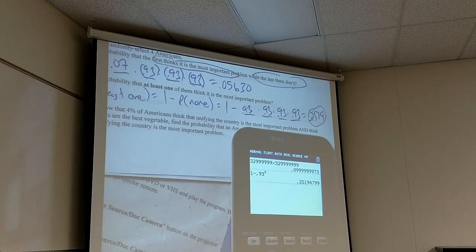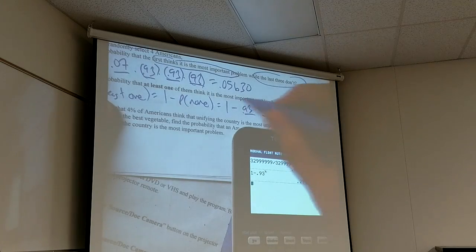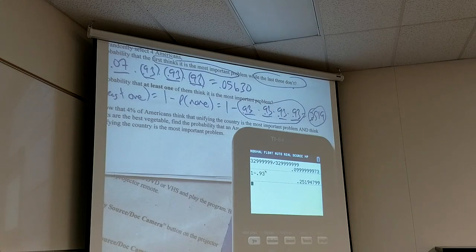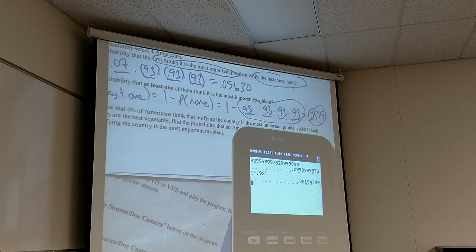The biggest mistake there is that people do the problem as if I'm not still talking about 4 people. I am still talking about 4 people, so it has to be some part of it that looks like this, where you have 4 people there. Yes? You said it was 5 people. Did you just say it's 20%? If I picked 5 people and the question was the same, it would be 1 minus 0.93 to the 5th.